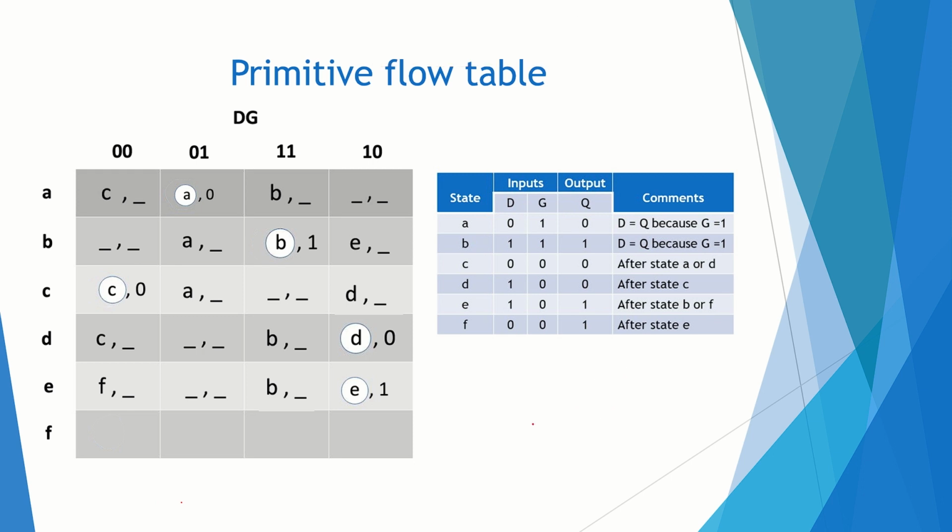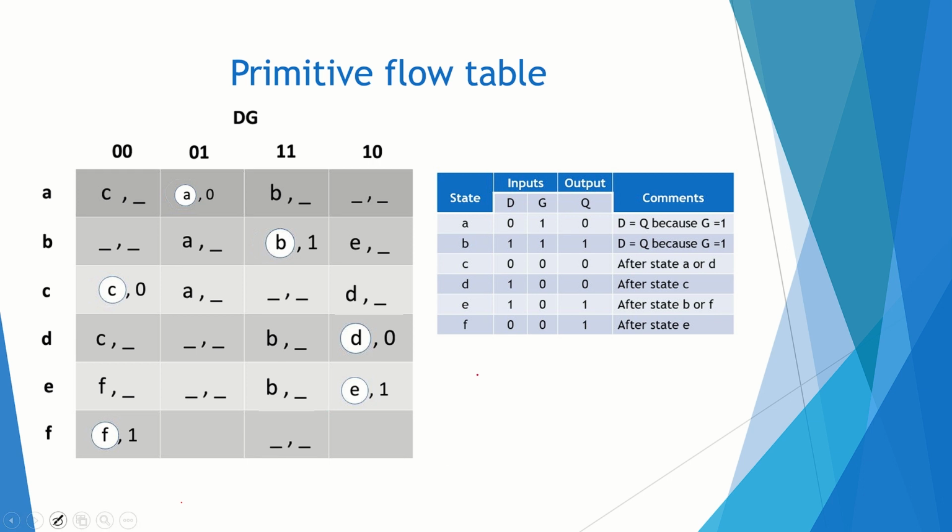Now let us take F. F again 0 0 1. So when the inputs are 0 0, it will remain the same state, stable state. So F1, and then the unallowed transitions are 1 1. So at 1 1 we'll put both two dashes.